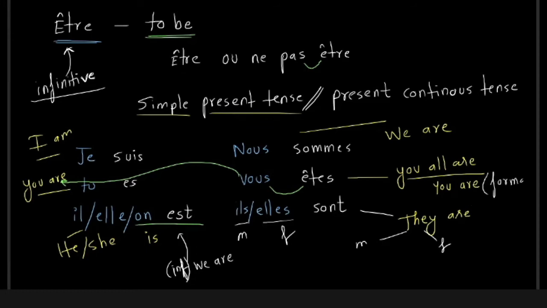Okay. Right? You all are is second person plural. Second person singular is you are, formal. Correct. Ils sont, elles sont, which is they are, masculine, feminine. Ils sont, masculine they are, elles sont, feminine they are. Okay. Let's take more examples.